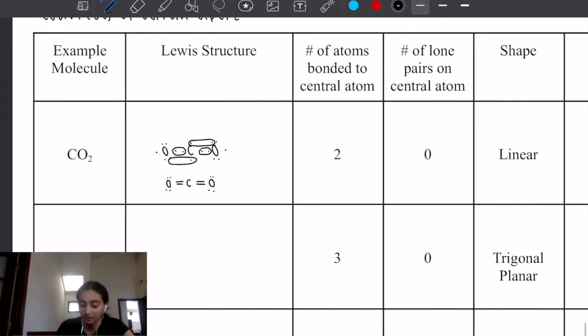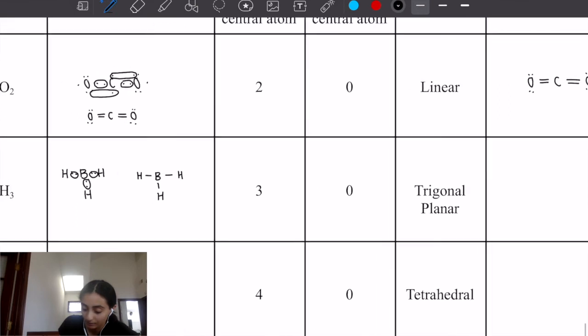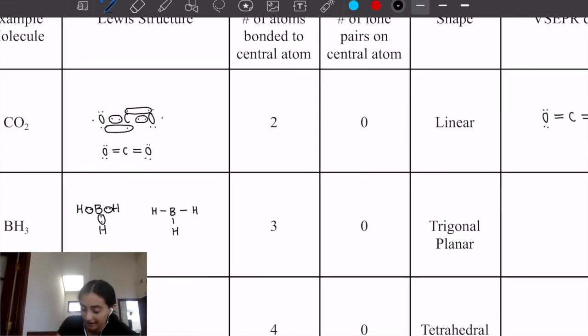Okay, so now let's move on to trigonal planar with BH3. So I have boron and 3 hydrogens. Boron has 3 valence electrons. Each hydrogen has 1. These are all going to be bonded together. And remember, boron is electron deficient, so it can have less than 8 electrons in the valence shell and still be stable. So BH3 has 3 atoms bonded to the central atom and no lone pairs on the central atom.